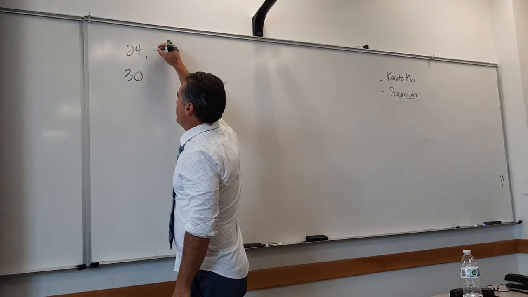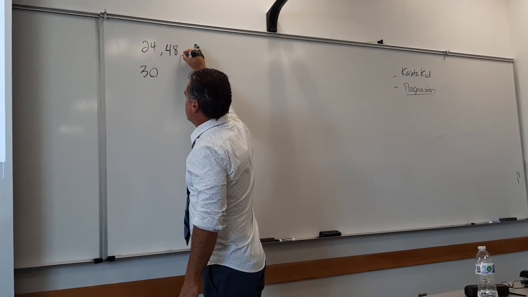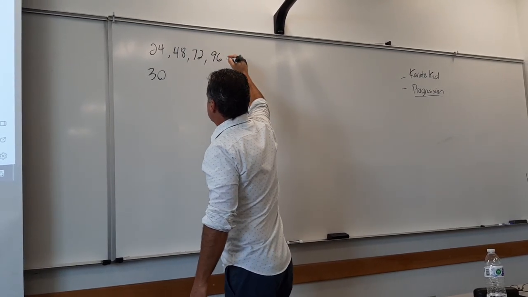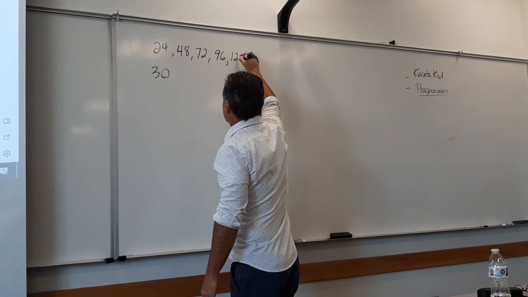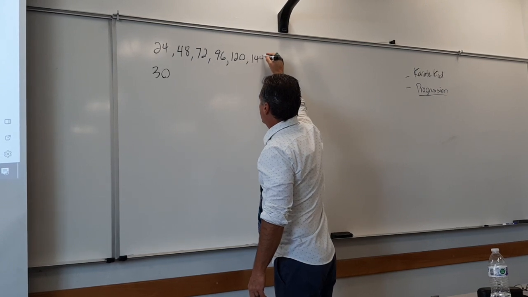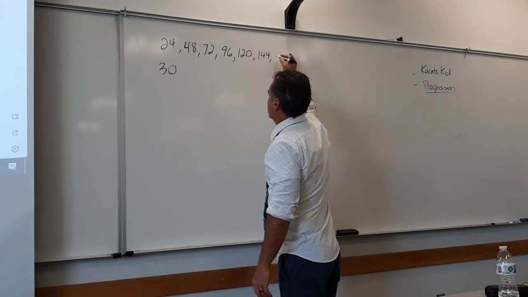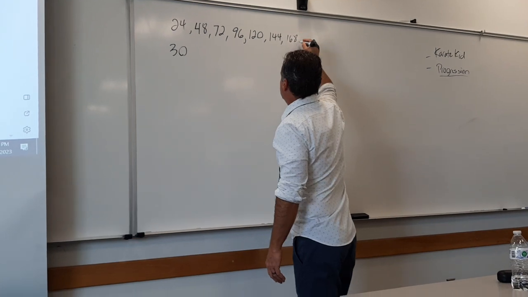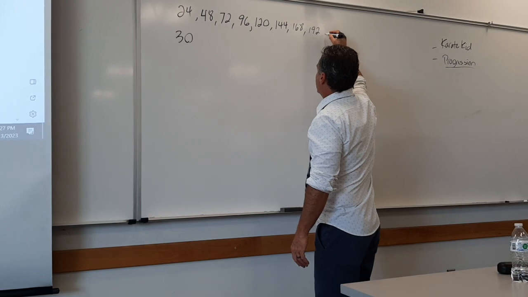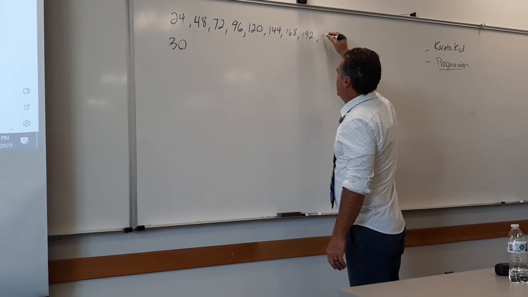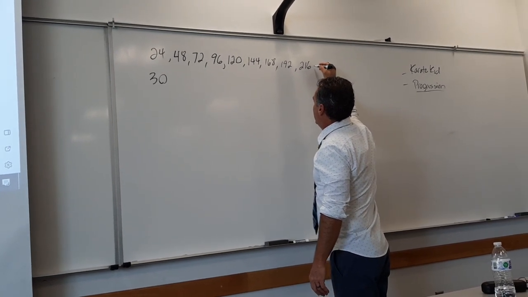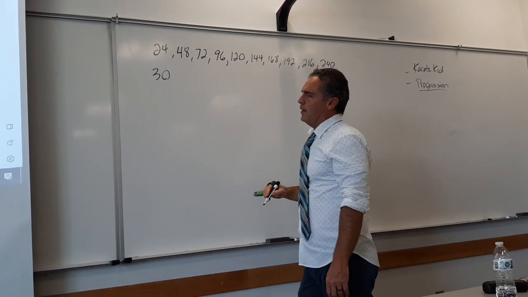So 24 times 2 is what? 48. How about times 3? 72. How about times 4? 96. And times 5? And times 6, whatever. Anyways, next one, 144, right? You guys know the next one? We're going to go for a little bit here. 168. How about the next one? 192. Okay. And 216. And then 240.